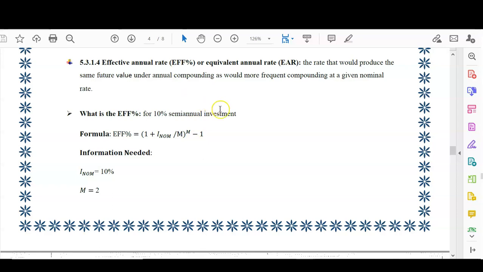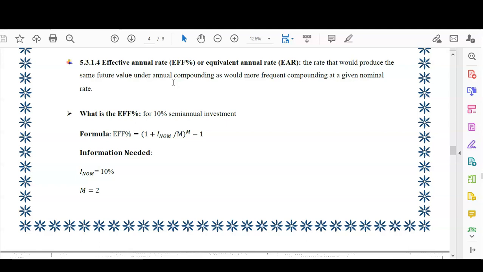Another concept we want to introduce here is effective annual rate, EFF, or we can call it equivalent annual rate, EAR. It is the rate that would produce the same future value under annual compounding as with more frequent compounding at a given nominal rate. Okay, so in the contracts, we're given a nominal rate at a certain compounding periods per year. We can convert this nominal rate into this effective annual rate or equivalent annual rate to see what is the rate that's equivalent to this nominal rate if we compound once a year instead of multiple times a year.